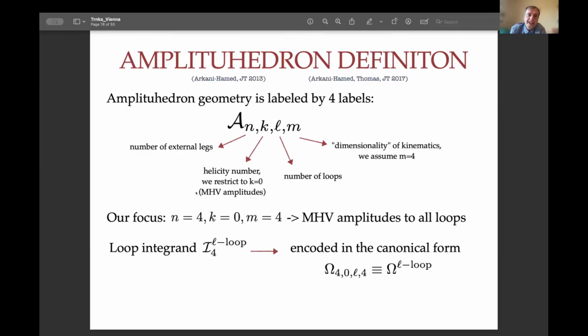For k equals 0, we get MHV amplitudes. In the gluon sector, 2 minuses and the rest plus, and then for more minuses for other sectors, the k is higher. L will be the number of loops, and m is some additional kinematical parameter which has no analog in physics. So in physics, it is set m equals 4.